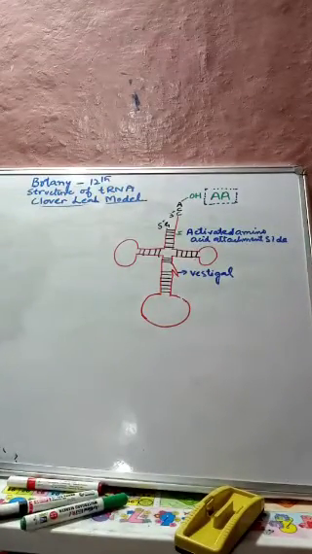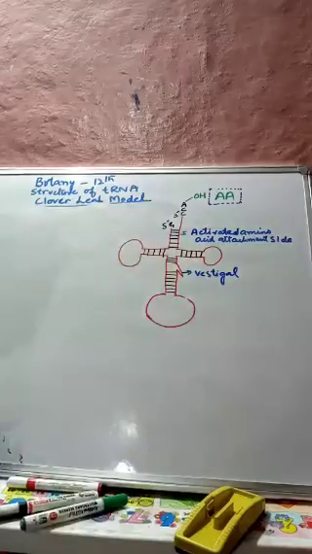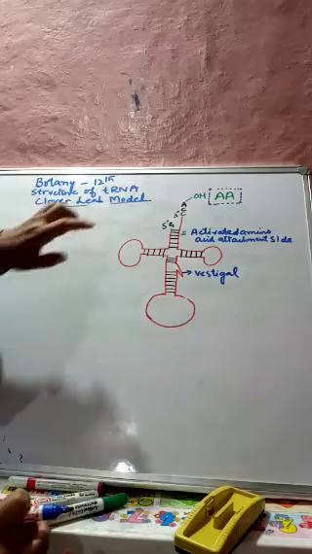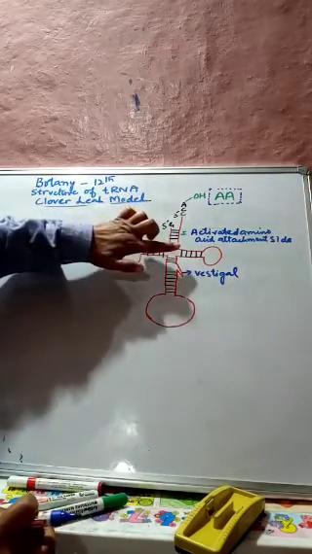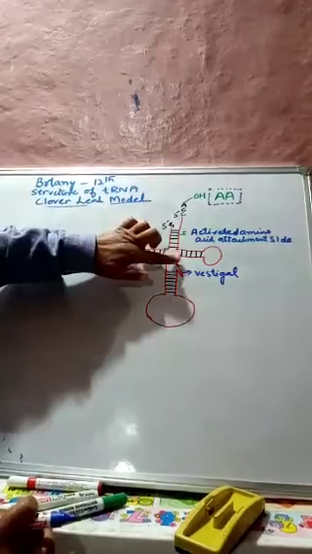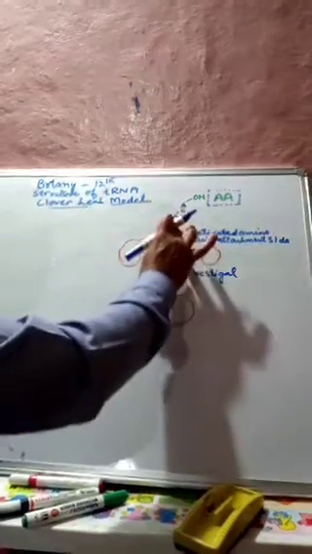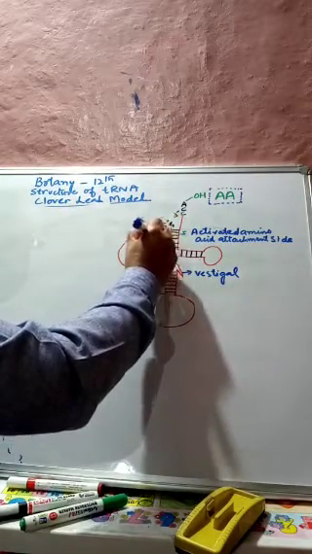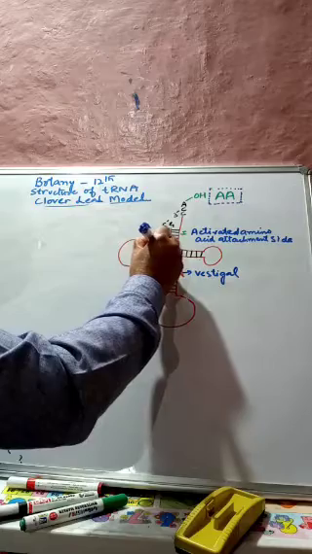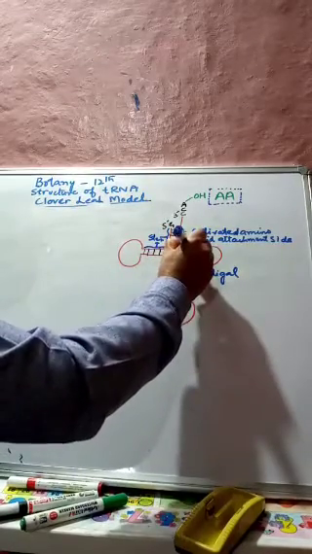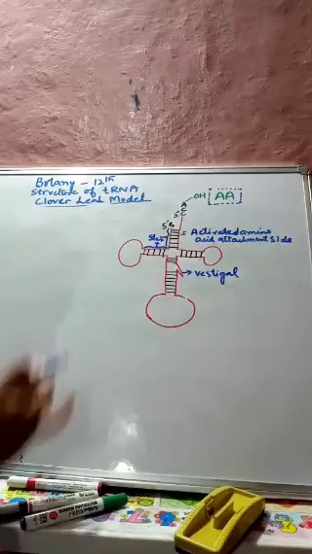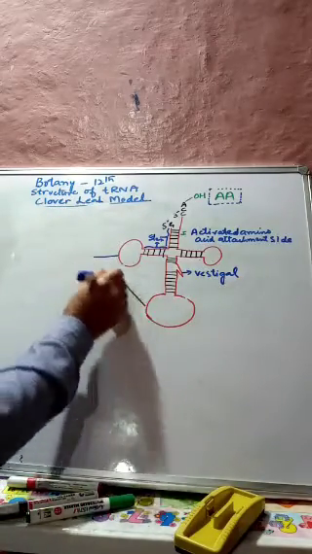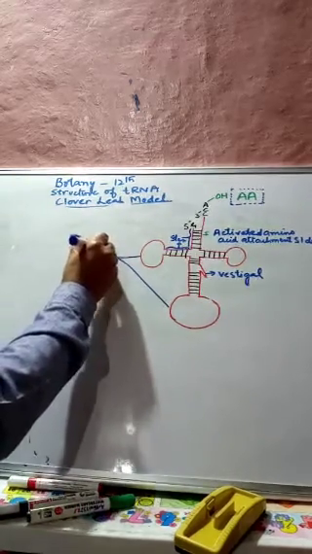Now, this second arm. You will see here there are almost 7 bases in this stem. This is called a stem, this 2 is called a stem, and what is this? This is called a loop.